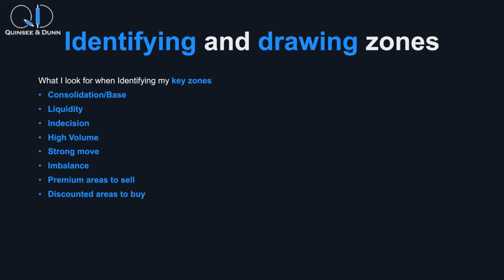So I'll look for indecision, so those doji candles to mark up zones from. And then high volume, so a strong move away from that zone. The next is imbalance, so that zone creates imbalance and looks attractive to buy or sell from. Also premium areas to sell from and discounted areas to buy from.